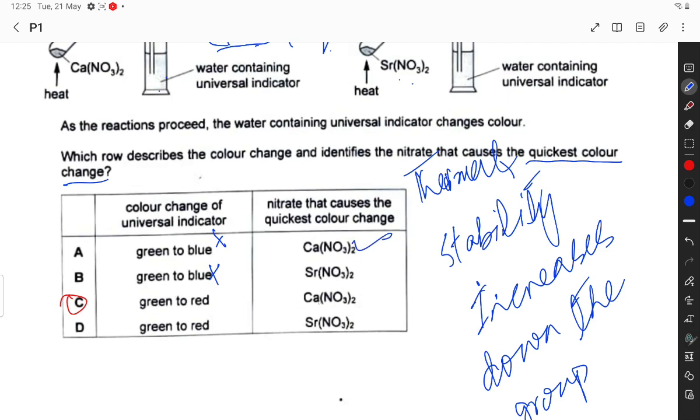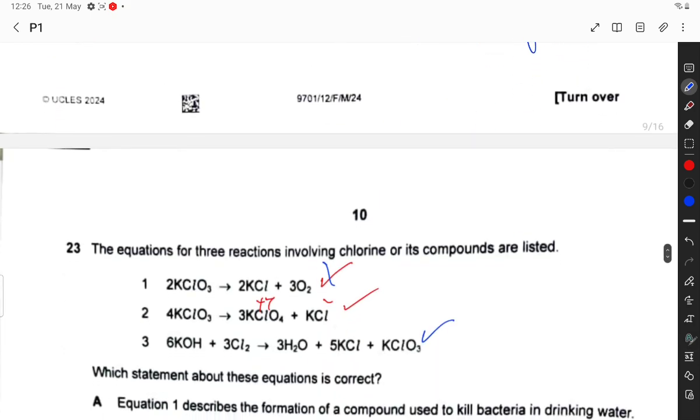Quickest is calcium nitrate, and strontium nitrate not quickly, because strontium nitrate is more stable than calcium nitrate. So green to blue color change is incorrect. Green to red color change is correct, and calcium nitrate is also correct, because calcium nitrate is less stable, requires less heat, and decomposes quickly. Green to red is correct, but strontium nitrate is incorrect. So C option is the correct option.